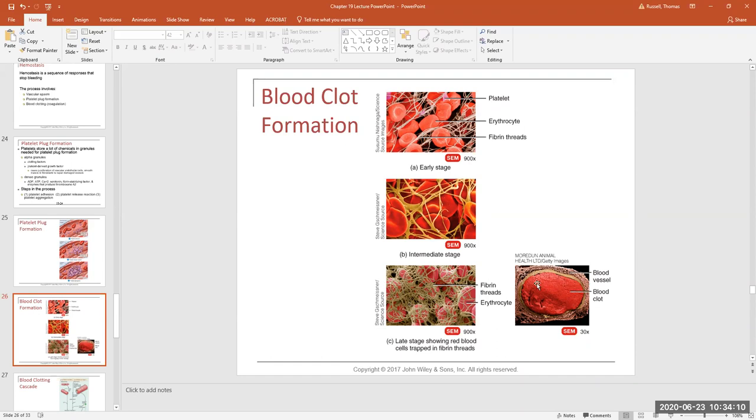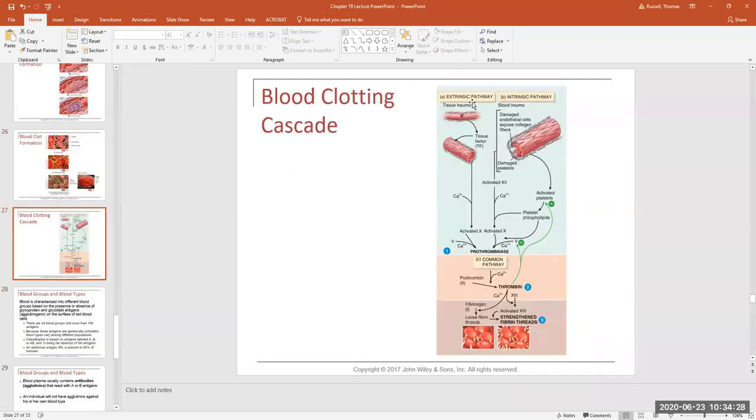Over here, they show a real blood clot, another scanning electron micrograph. You can see how a blood clot can just fill up that vessel in that wounded site, so the blood can't pass that spot. So our job for this chapter, for this section, is to learn these three stages of blood clot formation. So I'm gonna try and say it as simply as I can so we can go into blood typing.